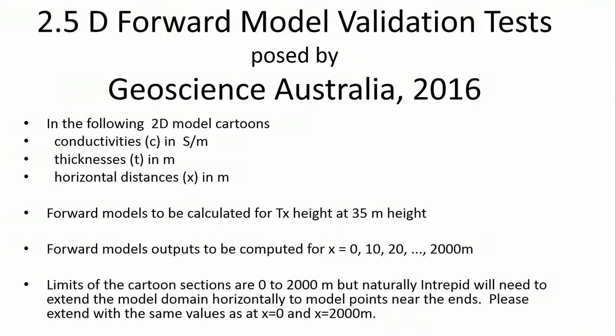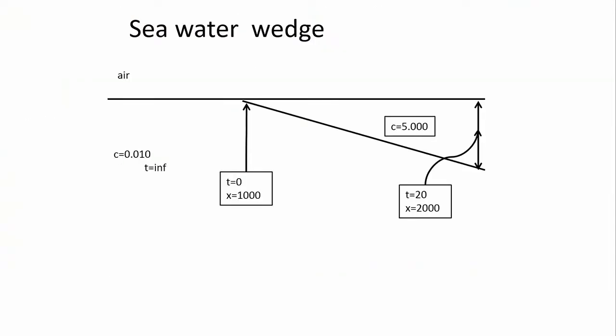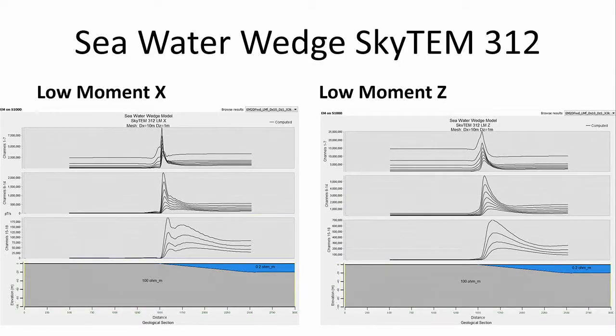Okay, so this particular model, there was a number of model validation tests run by Geoscience Australia over a number of things to provide some assurance that the solutions were correct. And I'll just show one example of this, which is the saltwater wedge over more resistive basement. This was modeling the SkyTEM 312 system.